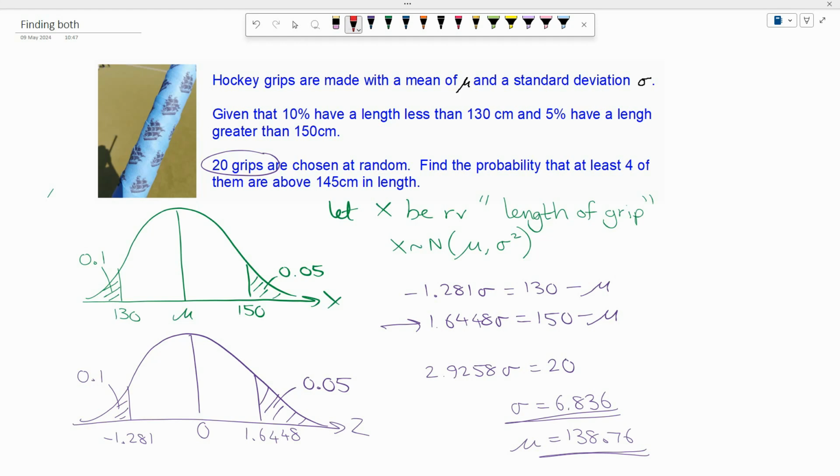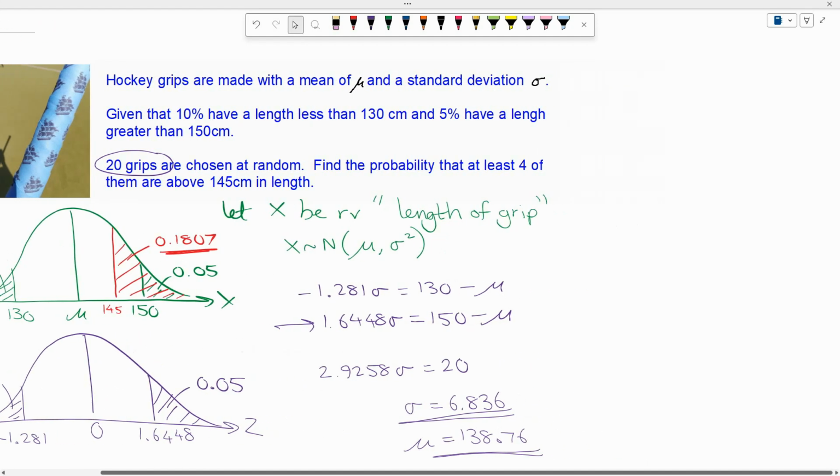Now, so I don't have to draw another picture, this is what we actually want. What is the probability it's greater than 145 centimeters? So back to our distribution. Tail pointing to the right, so greater than tail. We've got 145 as the value on our x. We now know the mean is 138.76, and we know the standard deviation is 6.836. Let's work out the probability of that actually happening. So I have 0.1807.